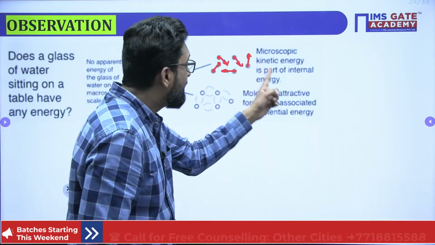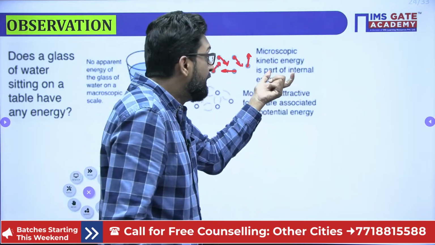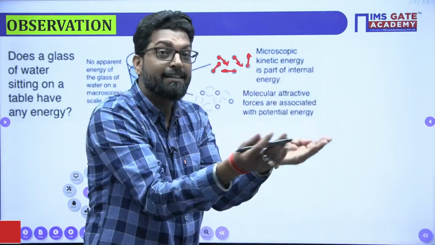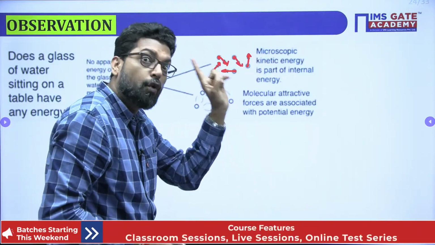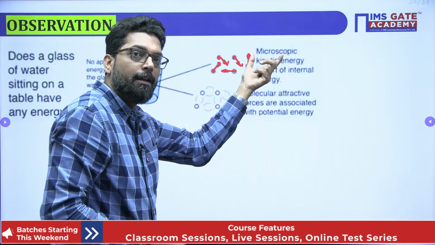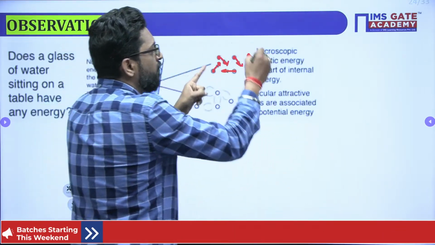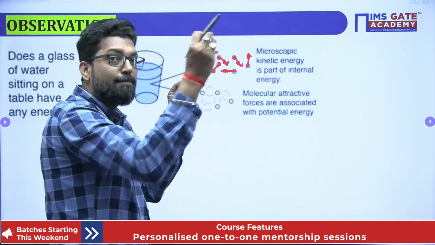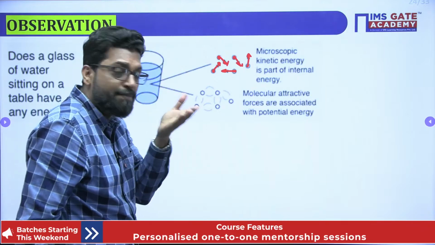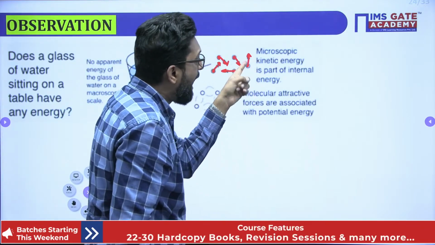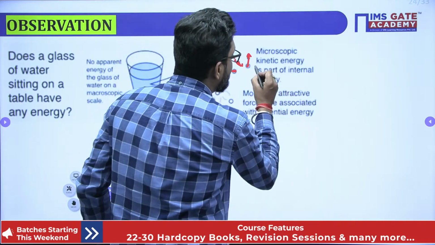That means they have kinetic energy. Internal energy is the total energy at a microscopic level. At that microscopic level, the molecules have random motion because they have a temperature. That part of the motion of the molecules at the microscopic level is kinetic energy.